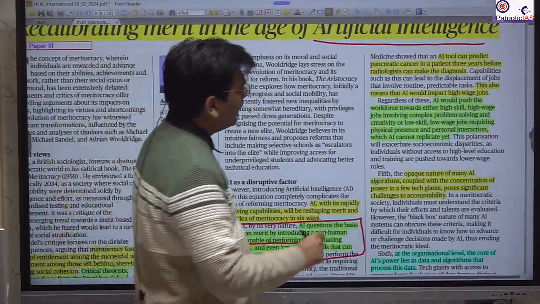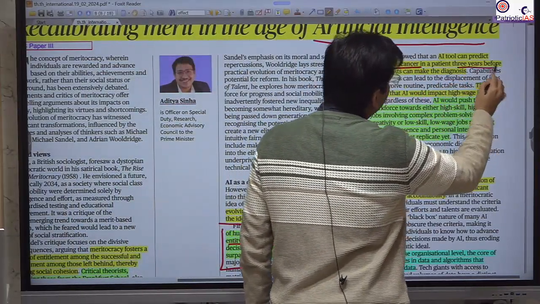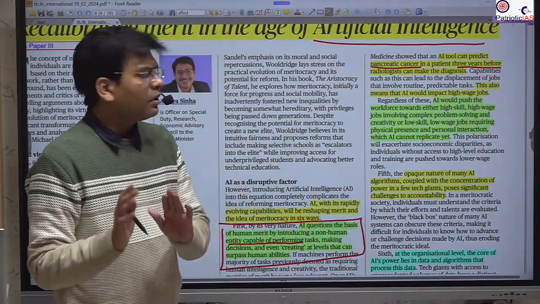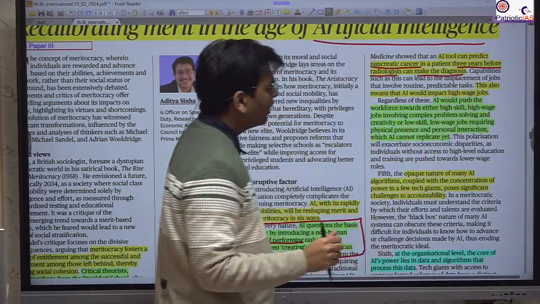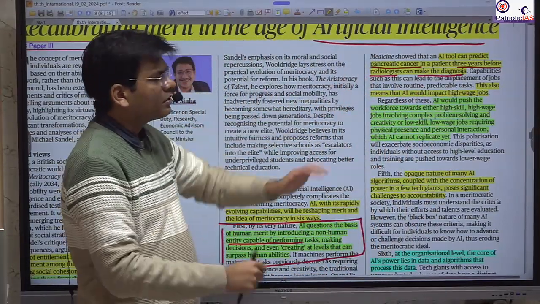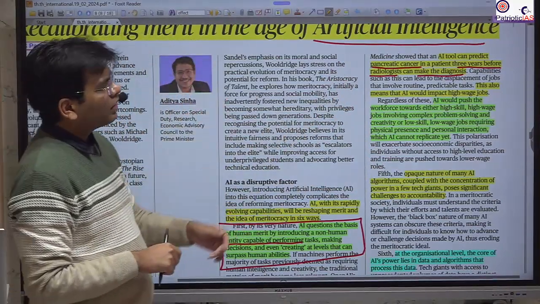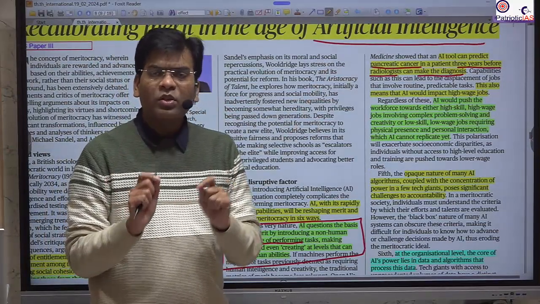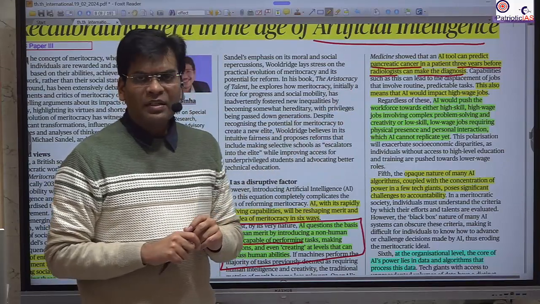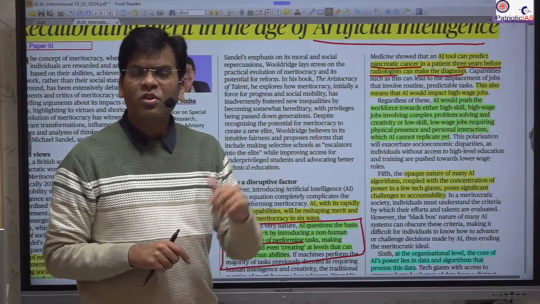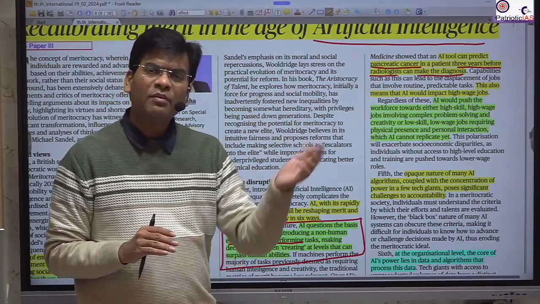Fourth, it is given that AI tools can predict pancreatic cancer in a patient 3 years before a radiologist, that is the medical expert, can make the diagnosis. So if this AI is faster than this medical expert, the radiologist, why will we go for this person? So it is going to impact high skill and high paid jobs as well, because these medical experts are high professionals, in high wage jobs. So it is not going to impact only low cost jobs, but high wage jobs as well.